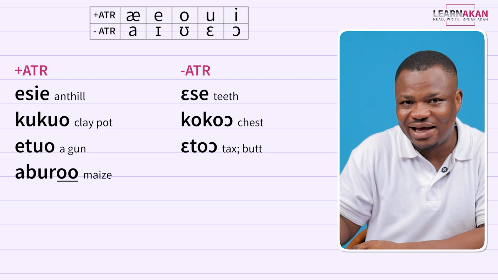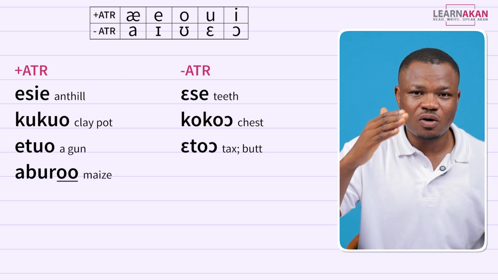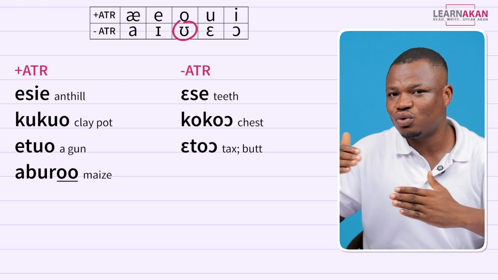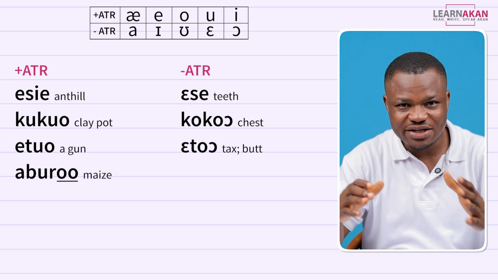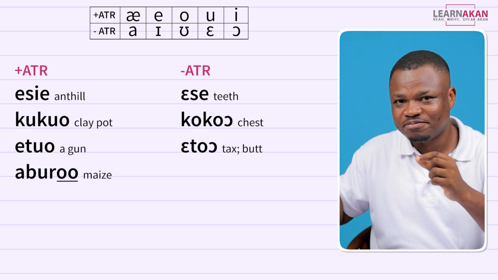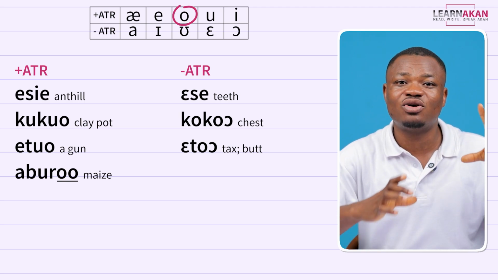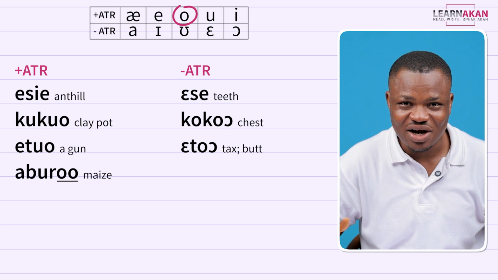And the o at the end can be the regular o, or it can be o. But we know it's not o because o is minus ATR, right? So for this to be in perfect harmony, the o at the end must be the plus ATR o. Okay, so we have ebru as maize.